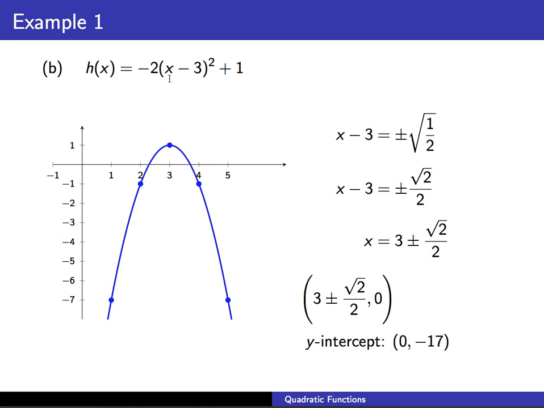we could just plug a 0 in for x. 0 minus 3 is negative 3. When we square that, we get positive 9. Negative 2 times positive 9 is negative 18, and negative 18 plus 1 is negative 17. So if you graph this, you'd probably have to scroll down or zoom out to finally see where it hits the y-axis.